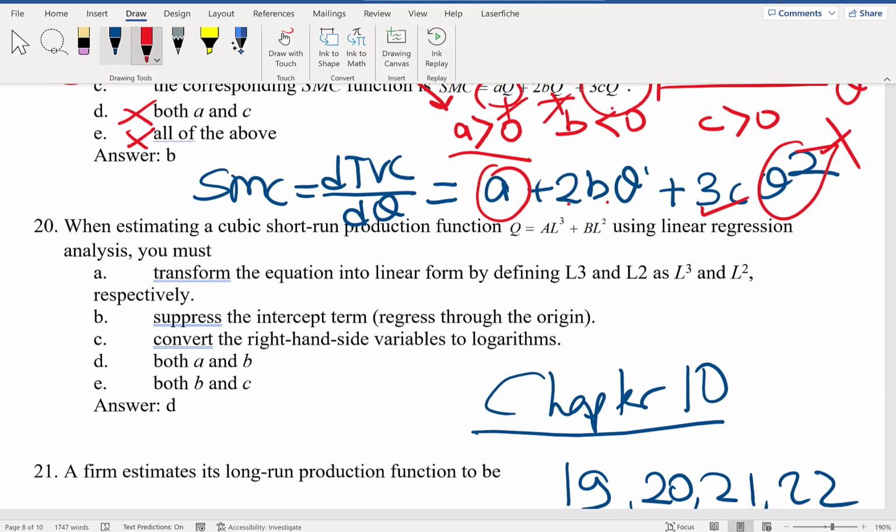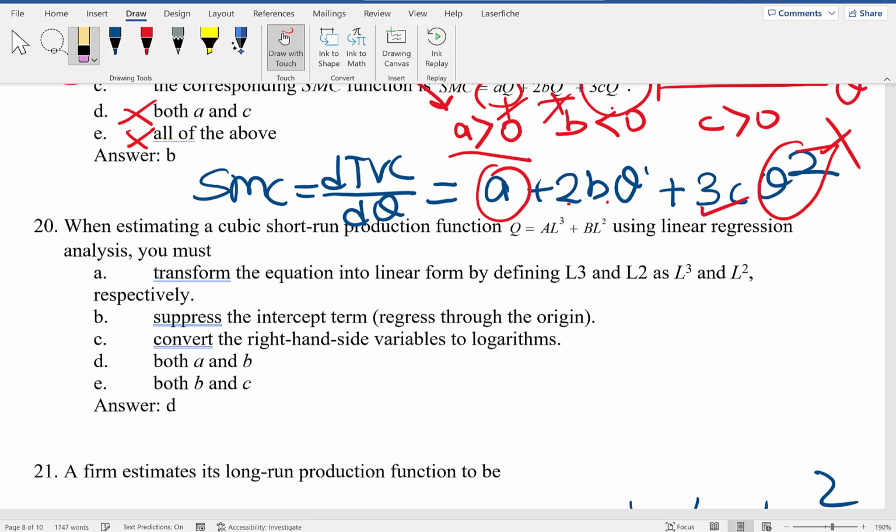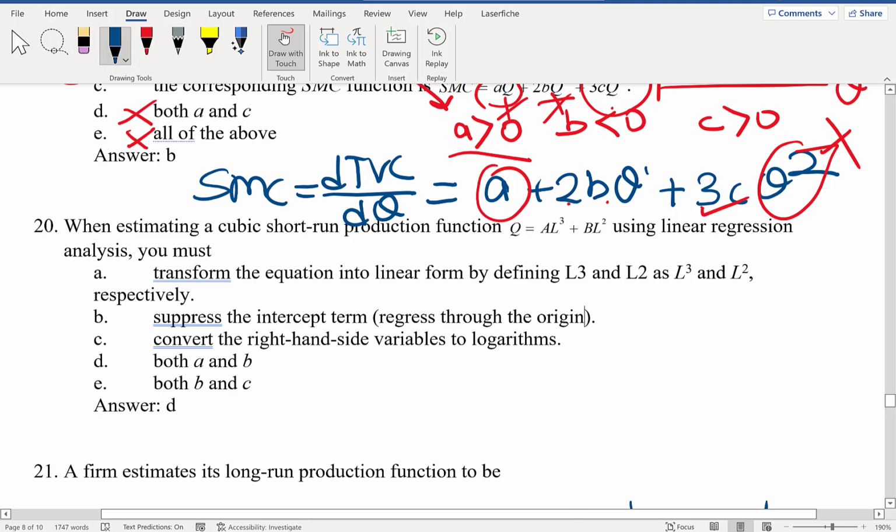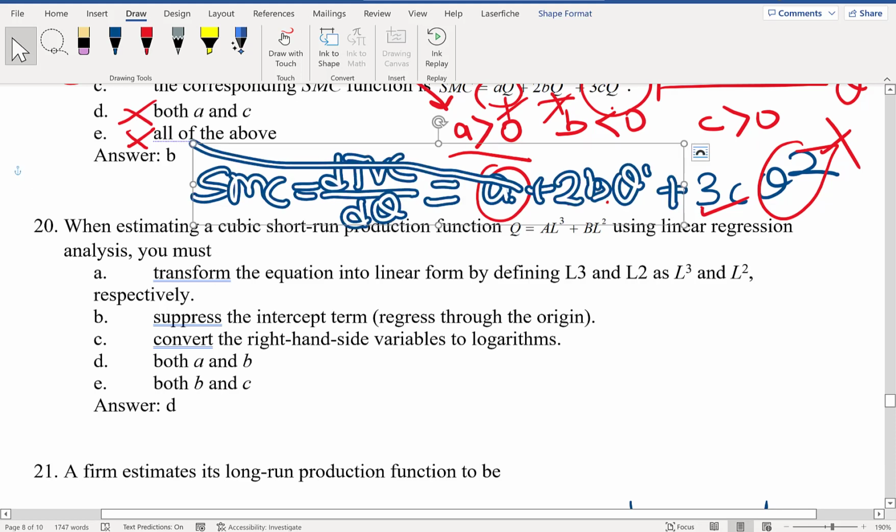Okay, next question. Let's get rid of this. Next question, number 20. Let's just grab this and delete.